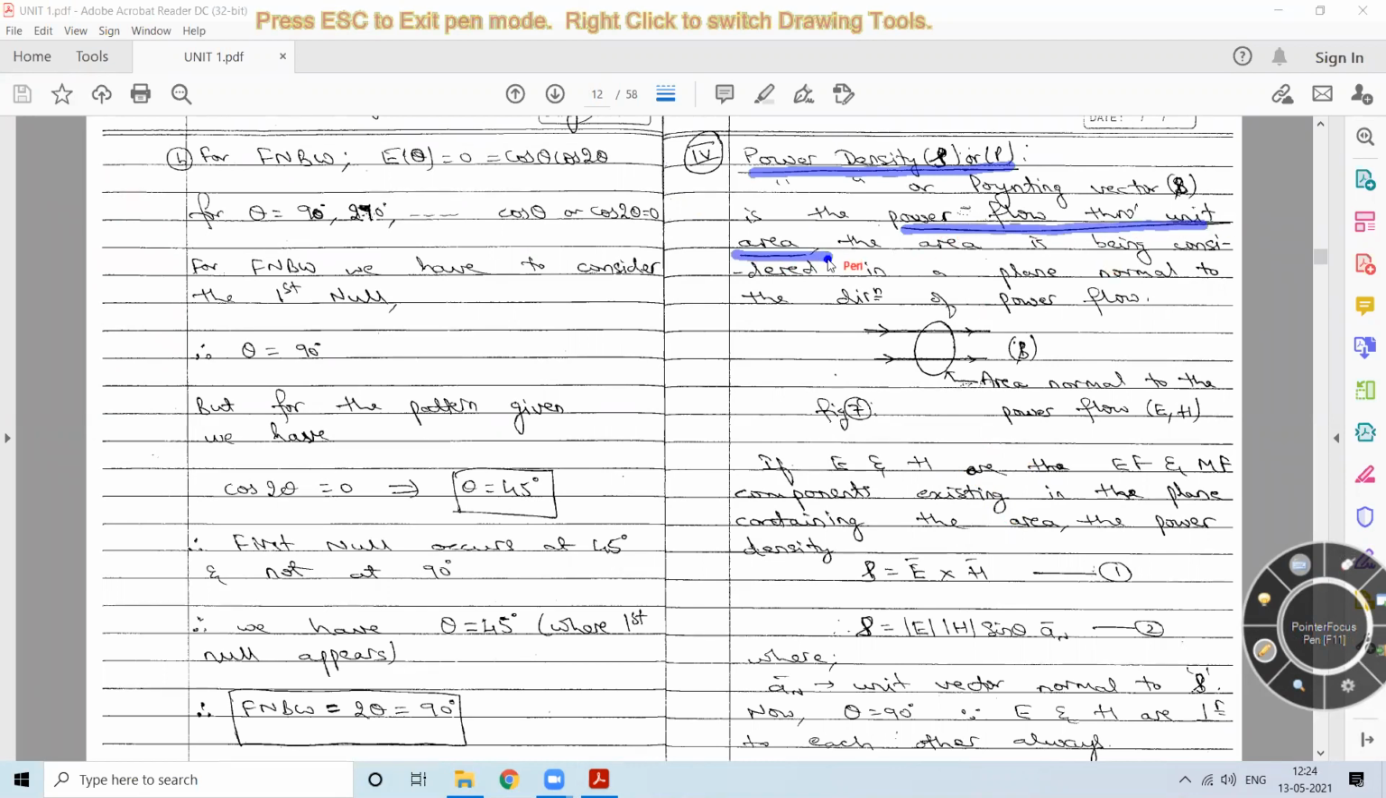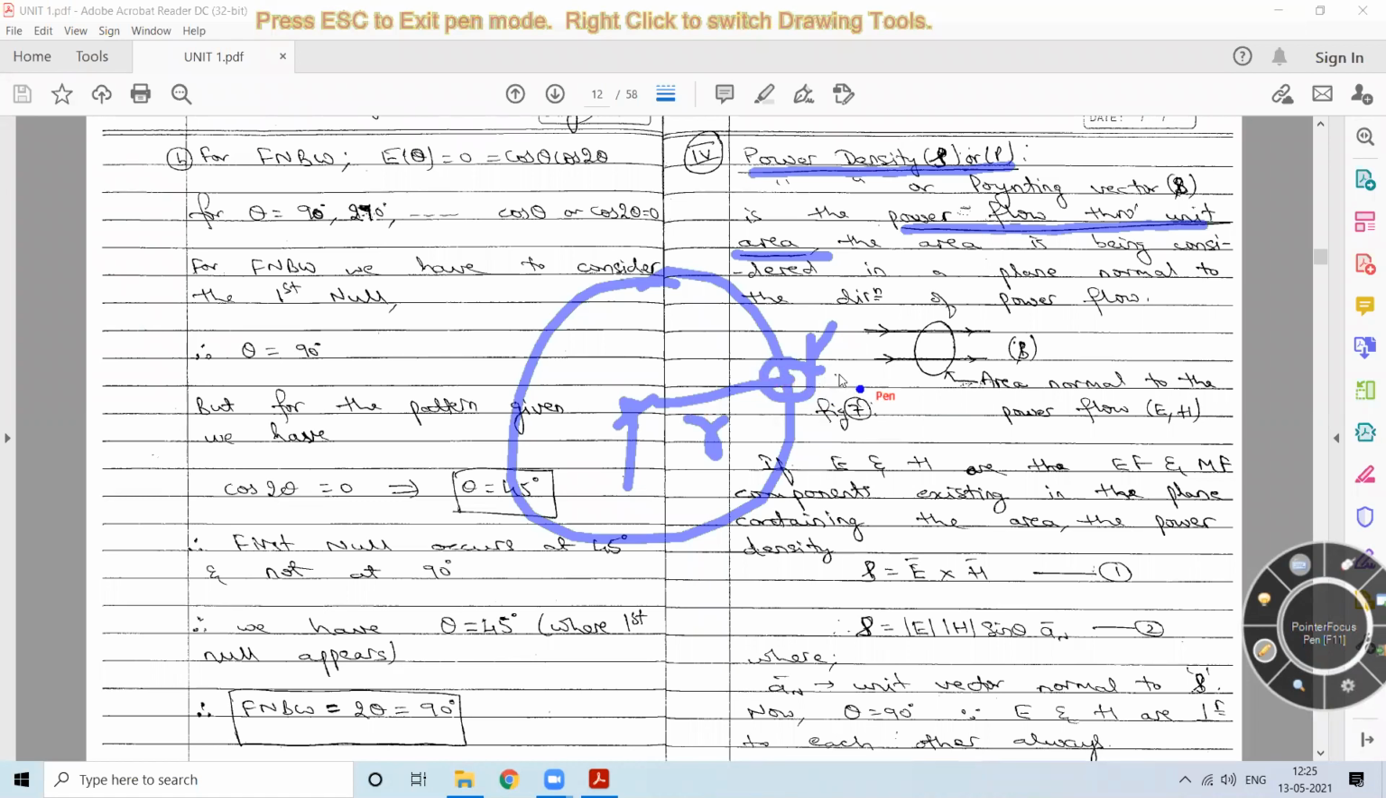So in this, if you consider an antenna at the center, and if you imagine this antenna to be surrounded by a sphere, the antenna is at the center of the sphere, and at a distance r, say the radius of the sphere is r, if you measure the power which is flowing through this unit area, that information will give you the power density. So power density is the power flow through this unit area.